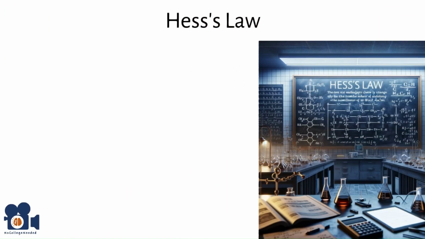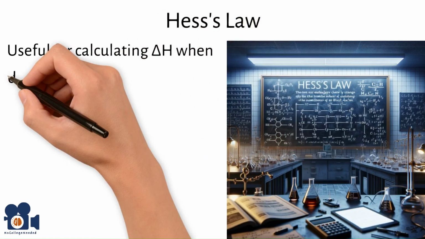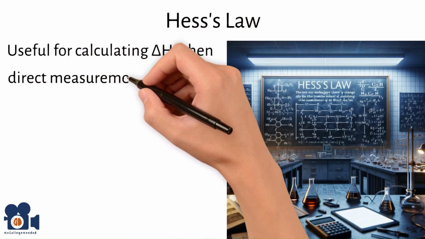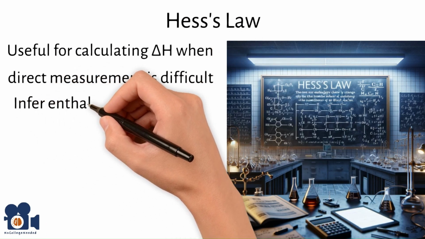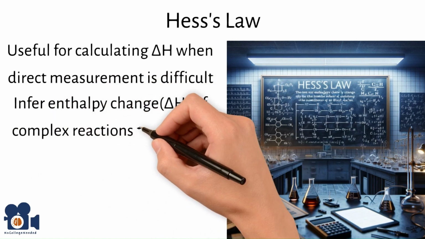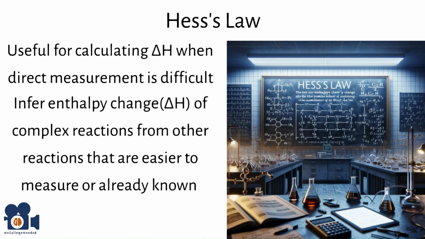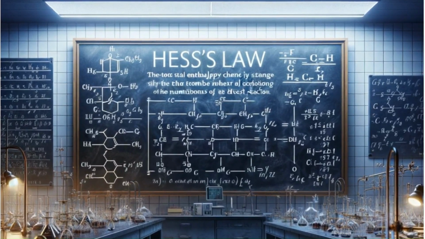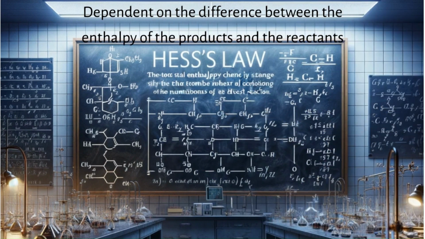Hess's law is particularly useful in thermodynamics for calculating enthalpy changes, delta H, for reactions where direct measurement is often difficult. It allows chemists to infer the enthalpy change of complex reactions by combining simpler reactions that are easier to measure or are already known. This is because the enthalpy change for a chemical process is dependent only on the difference between the enthalpy of the products and the reactants and not on the specific pathway taken.